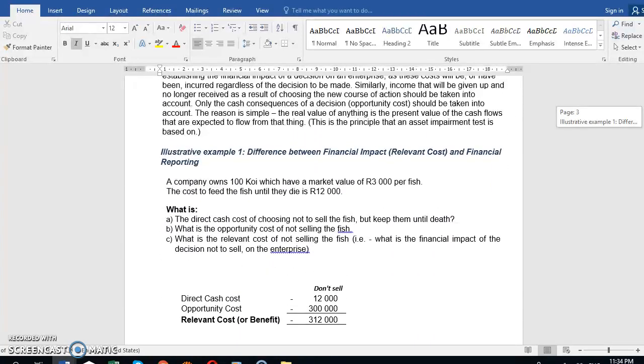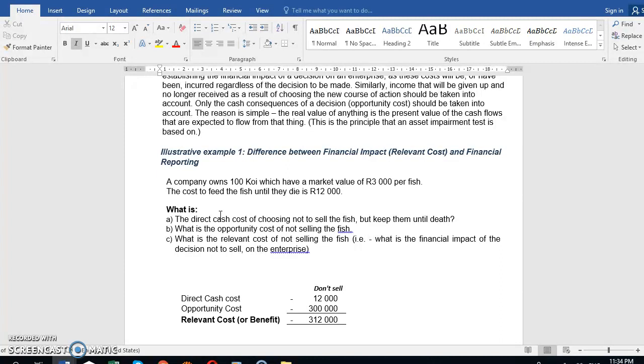So the first class example says a company owns 100 koi, which is fish. I did not know that, so I know now that koi is fish, which have a market value of 3,000 per fish. The cost to feed the fish until they die is 12,000. So 3 parts required. Number 1 is the direct cash cost of choosing not to sell the fish but keep them until they die.